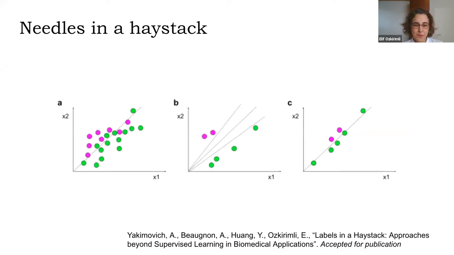This figure comes from Arthur, who kindly shared this with me. It is from a paper that was recently, just on Friday, accepted for publication in Patterns called Labels in a Haystack, Approaches Beyond Supervised Learning in Biomedical Applications. I don't need to remind this audience that this figure is about the value of data. If the green and the magenta circles are your data points, and you collected data like in panel B, you would have multiple models that would fit that data. But if you were able to collect data points like in panel C, this would be more valuable in pinning down the correct model. So different data points have different values. This is the main message of this paper, basically.